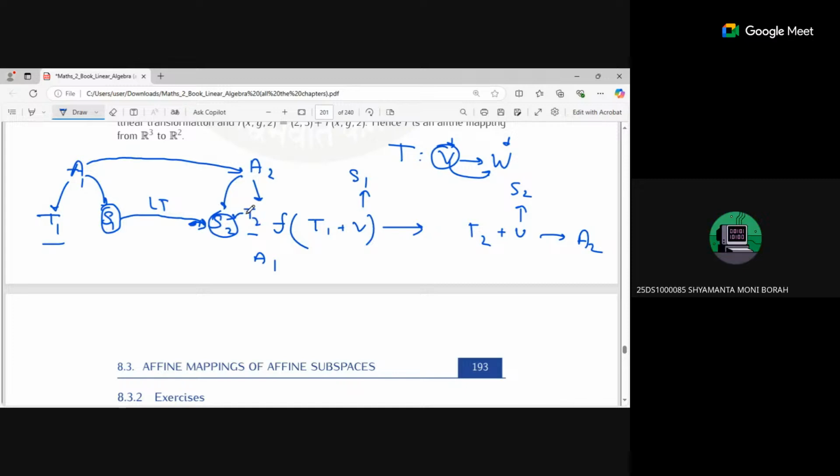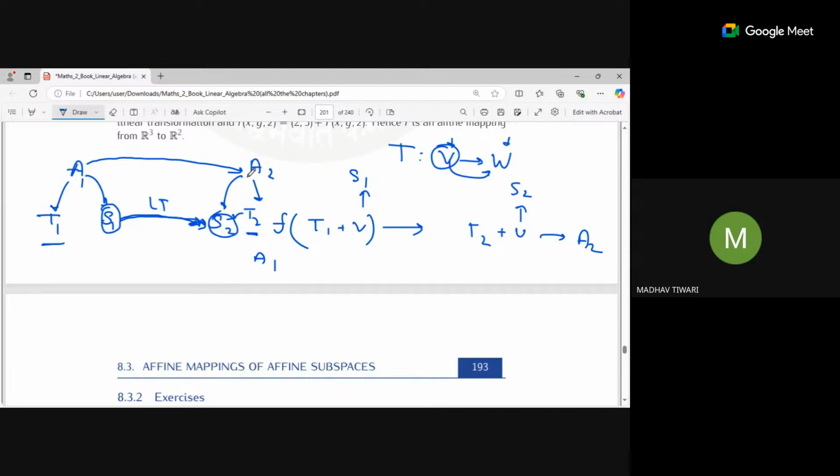What we require is this linear transformation from S1 to S2. That can tell us that these two things will be associated with our affine subspaces. Then any point in this A1 gets transformed to some point in this A2.